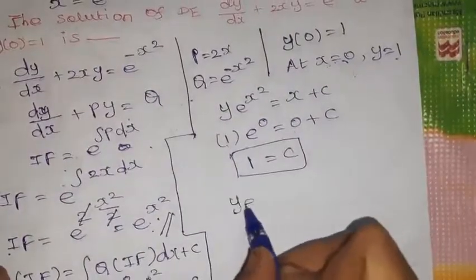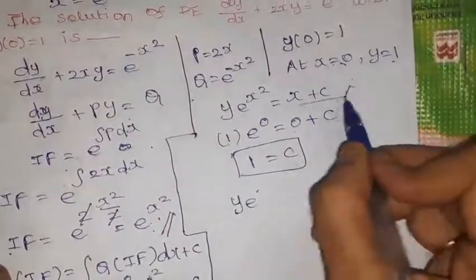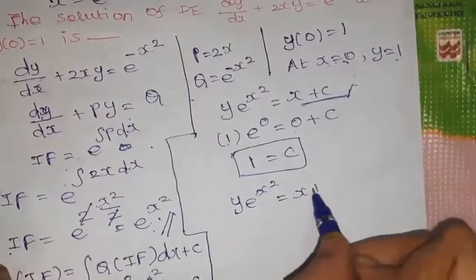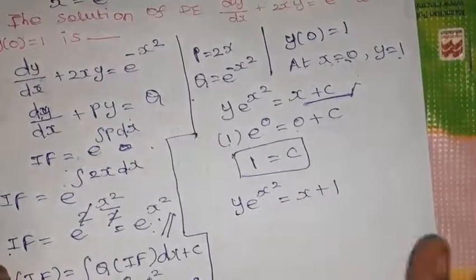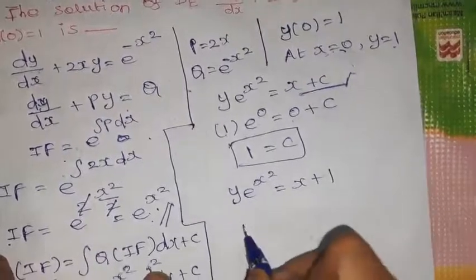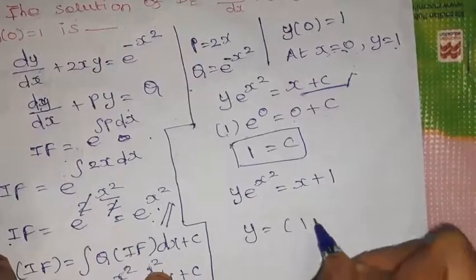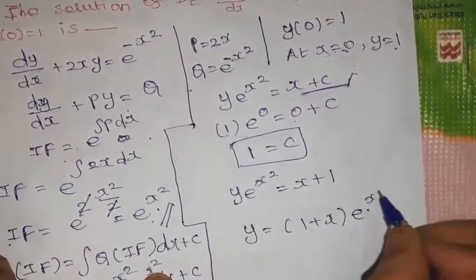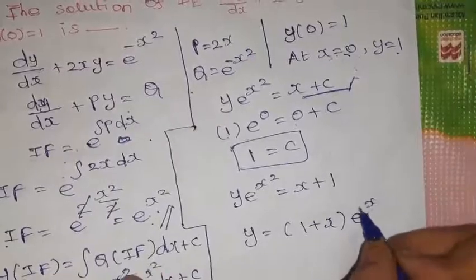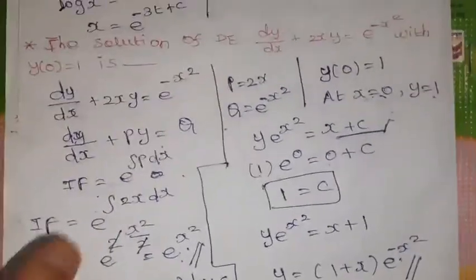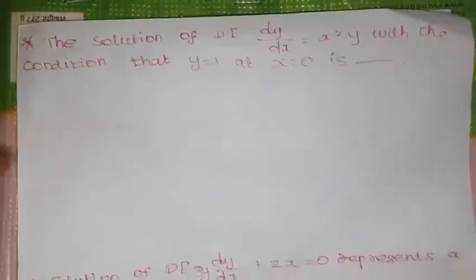So substitute here in this equation: y e power x squared equals x plus 1. This is the solution for this type. Or we can find y equals 1 plus x into e power minus x squared, taking e power x squared to that side. So this is the solution for this type. Then we'll move on to the next problem.